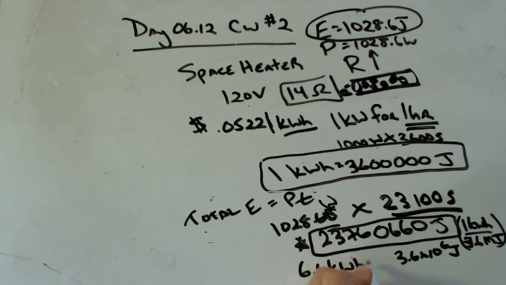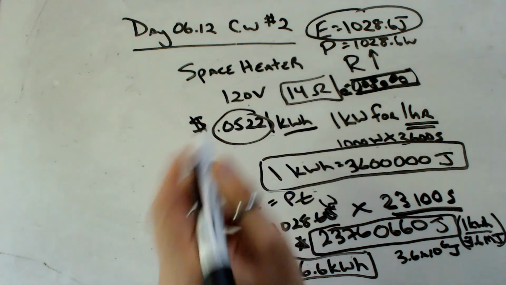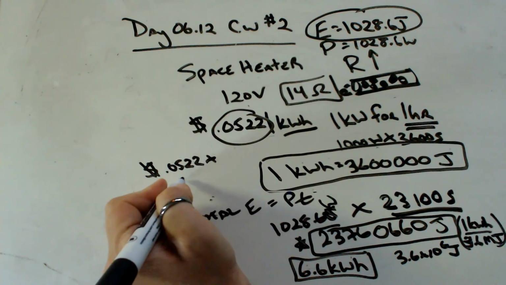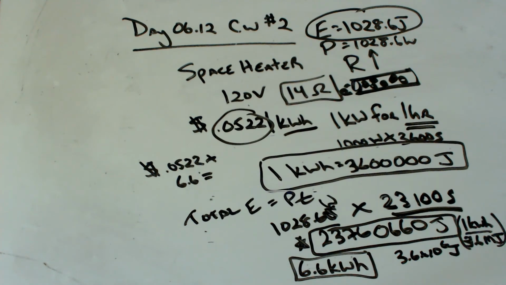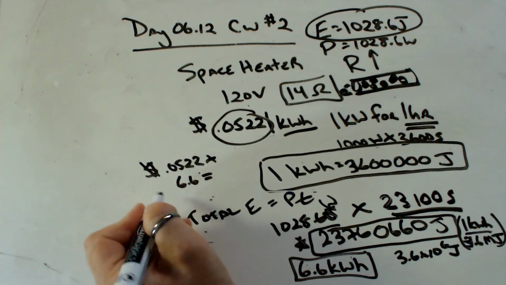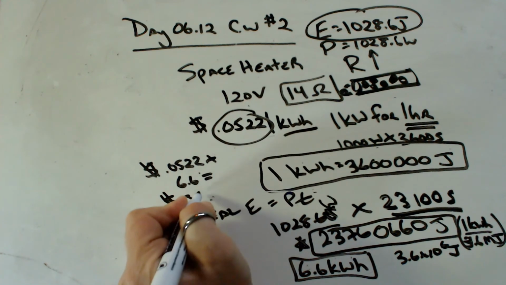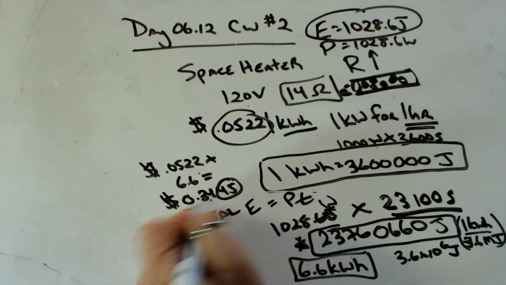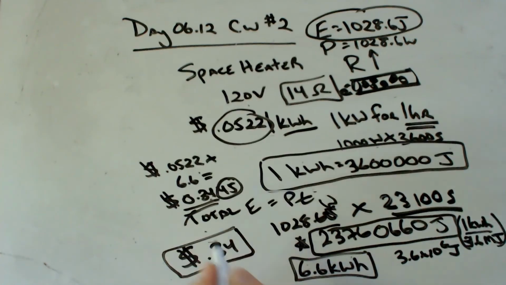The total energy is this number, and the kilowatt hours is 6.6 kilowatt hours. And if every kilowatt hour costs 5 cents, you do 0.0522 times 6.6, and you get a total cost to run this space heater for 6 hours and 25 minutes of 0.3445 dollars, but really 34 cents. So the total cost is 34 cents to run it.